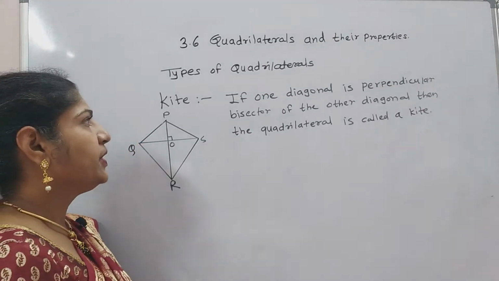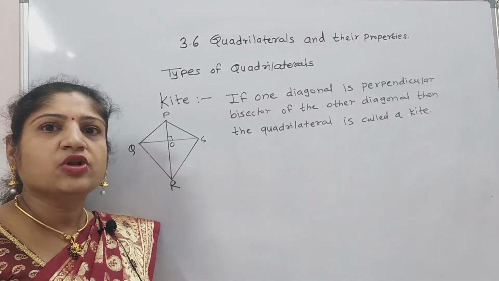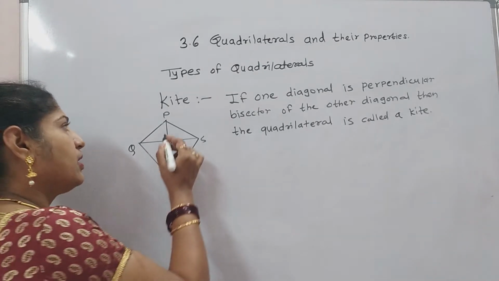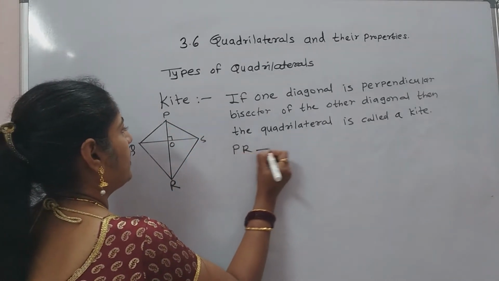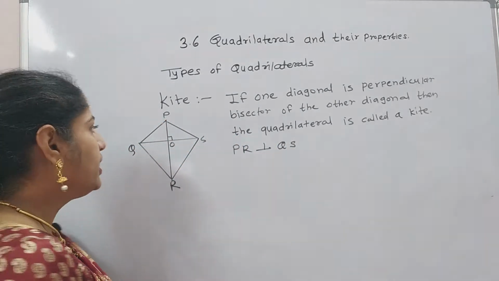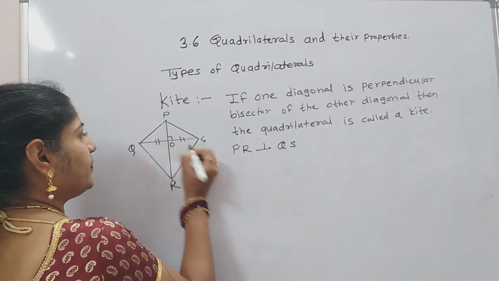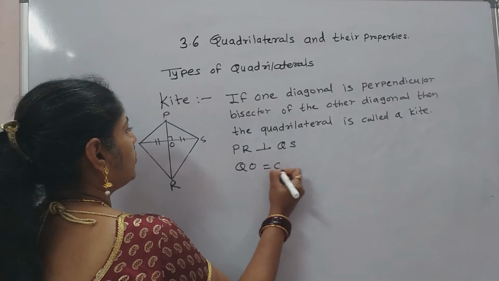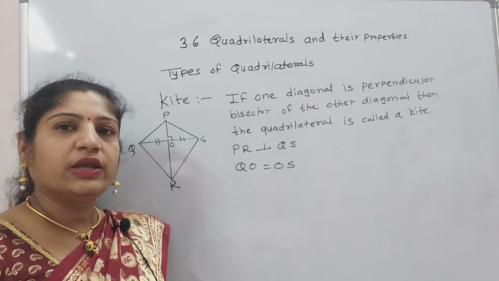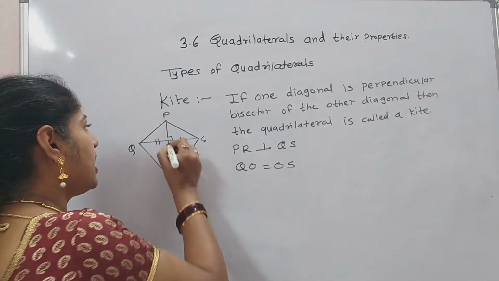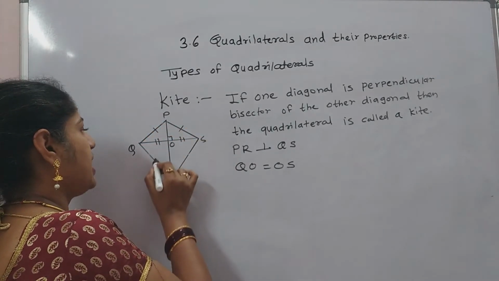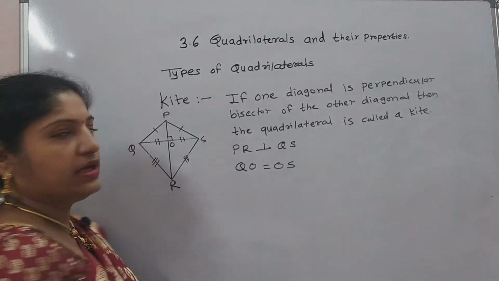Next is the kite. If one diagonal is the perpendicular bisector of the other diagonal, then the quadrilateral is called a kite. This is the kite. PR is perpendicular to QS. These two diagonals are perpendicular, but only one diagonal bisects. Only one diagonal: QO equals OS, PO is not equal to OR. Only one diagonal is a perpendicular bisector, so this quadrilateral is called the kite. PQ is congruent with PS and QR is congruent with RS.